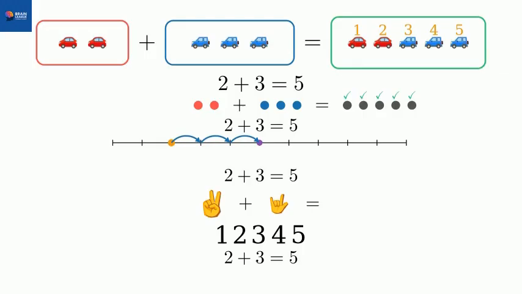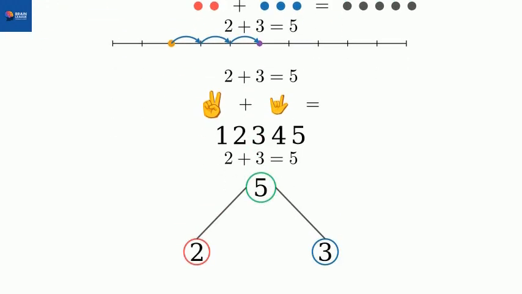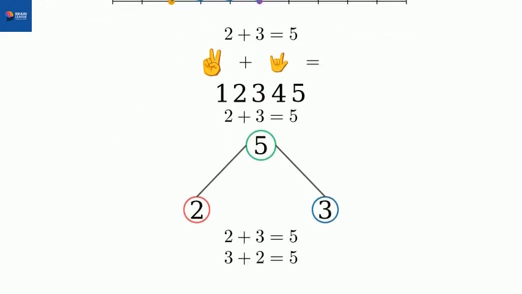Step 5. Number bonds. 5 can be split into 2 and 3. So 2 plus 3 equals 5, and 3 plus 2 equals 5.